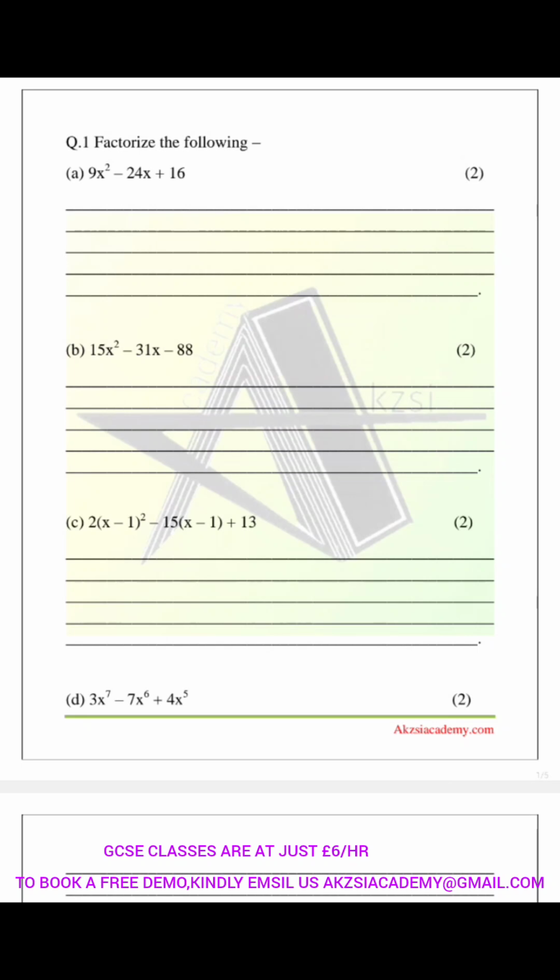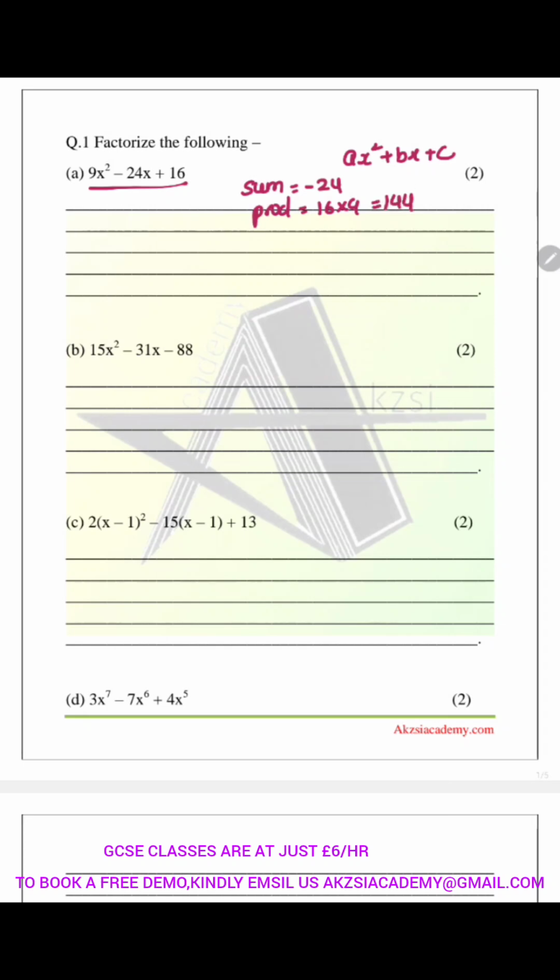The way to factorize is I have to find two numbers. Their sum should be equal to b. So sum is b. B in this case, if I'm going to compare it with the standard equation ax squared plus bx plus c, would be negative 24, and the product is a times c, which is 16 times 9, that is 144.